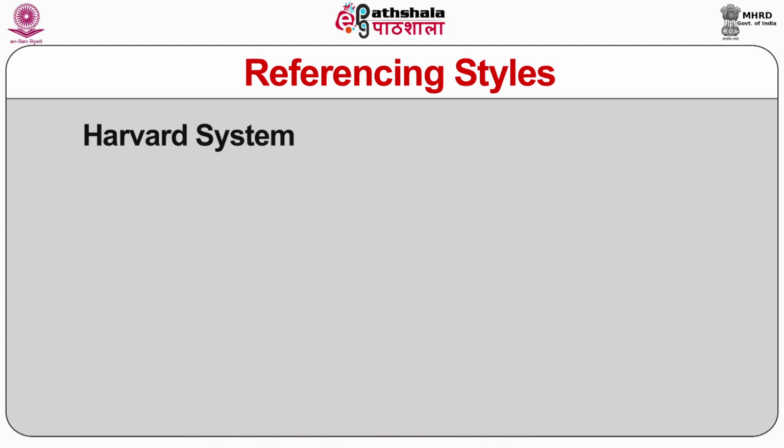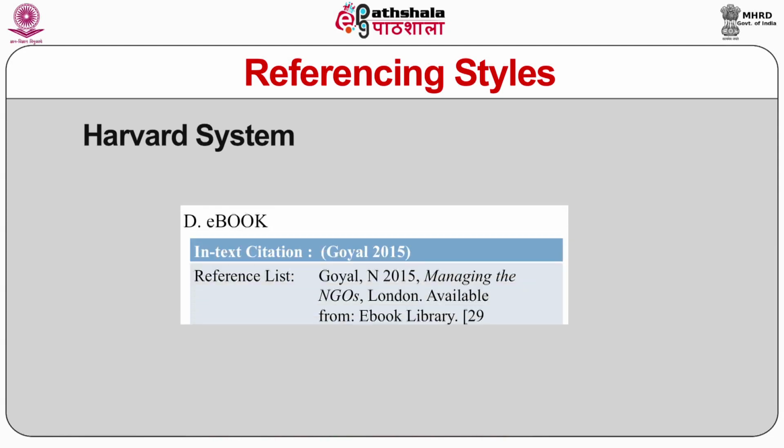In case you are referring to an e-book, the in-text citation will be within brackets Goel 2015, and in the references it will be Goel, 2015, the title Managing the NGOs, the place London, which is available from the e-book library or any other source from where you are referring to that e-book, with the date of citation.